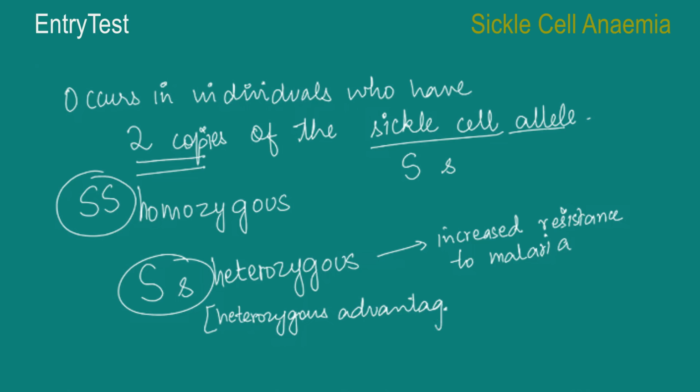So I hope it was clear what is sickle cell anemia and what are the causes, what are the consequences, and what is the genetics behind the sickle cell anemia. So that is all in this video. In the next video, we are going to take up another very important topic, that is meiosis.